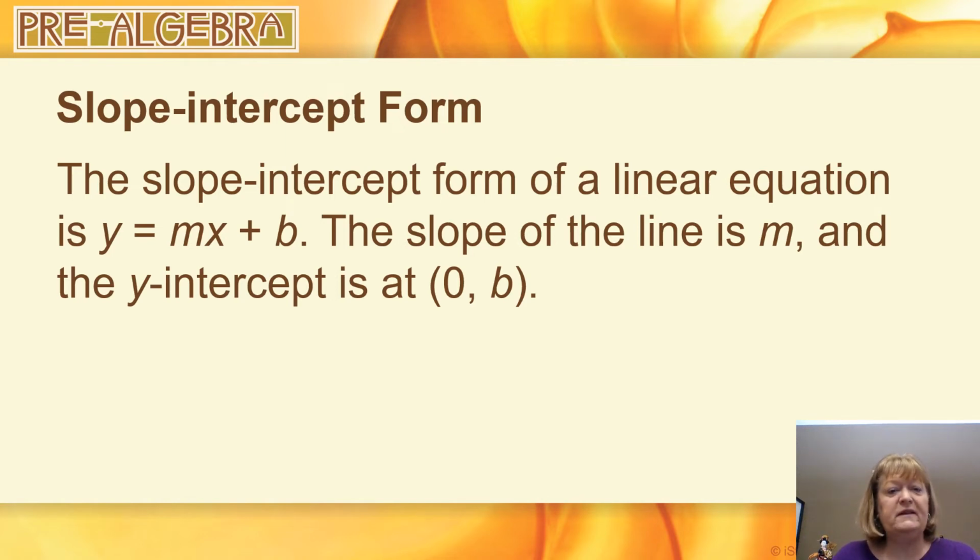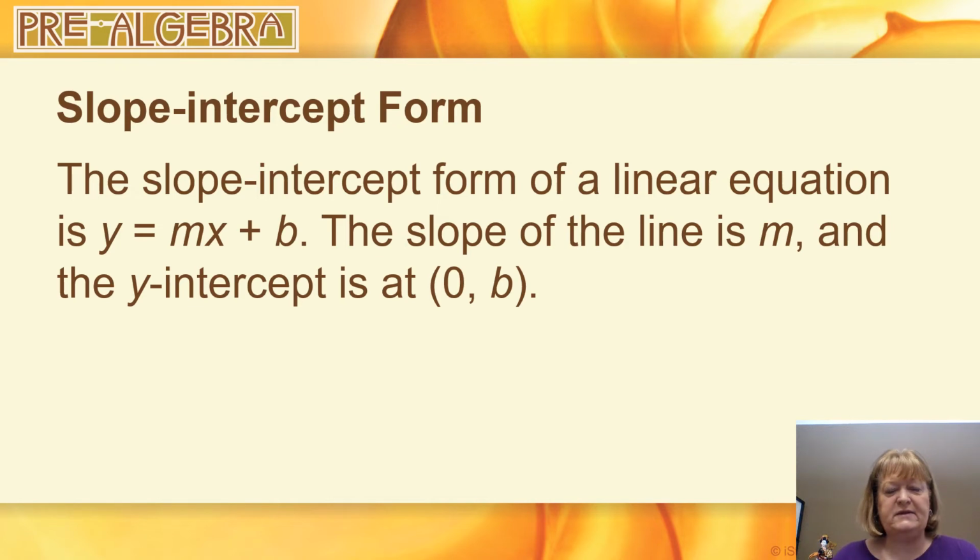The slope-intercept form of a linear equation is y equals mx plus b. The slope of the line is m. So when you solve for y, the number in front of x is your slope. Remember we worked on slope last week. Now, notice that b is the intercept. With 0 in the x position, b is our y-intercept. So if I have a point on a line and I know the slope, I can graph that line.